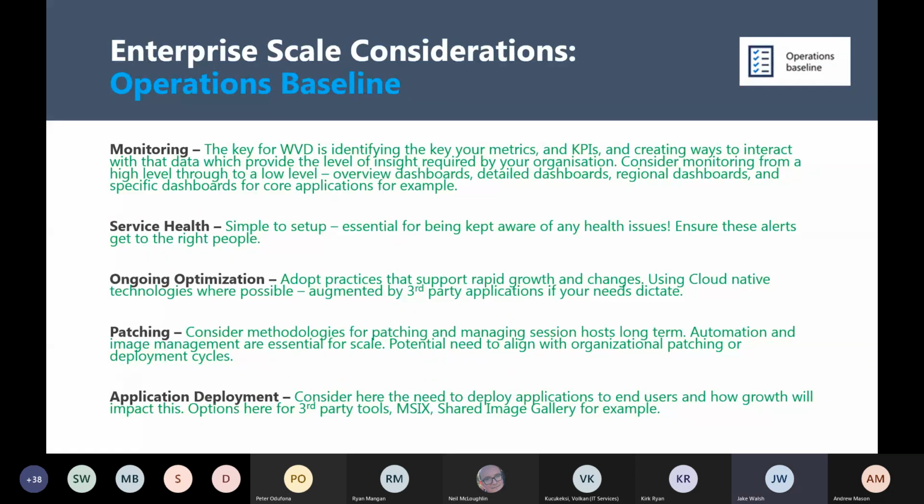So let's talk about operations baseline as well. Monitoring is really, really important for any environment, not just Windows Virtual Desktop. If you're monitoring an environment, you're looking at that environment, trying to understand how it is performing. That goes beyond just how much CPU we are consuming, or what the storage is like on these servers.